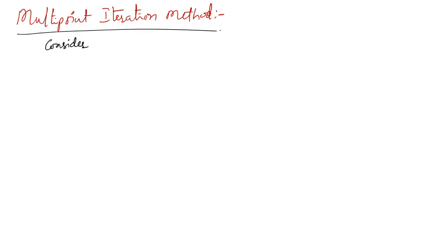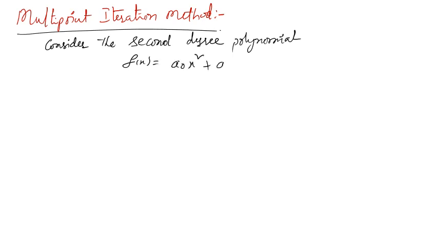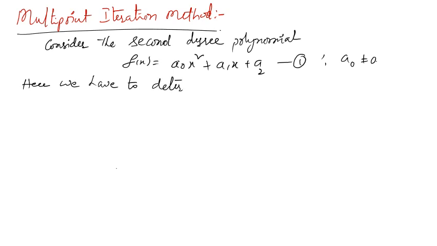Consider the second degree polynomial f of x equal to a naught x square plus a1 x plus a2, equation 1, where a naught is not equal to 0. Then here we have to determine, same method as in Chebyshev Muller method, we have to determine a naught, a1, a2, the arbitrary constants.